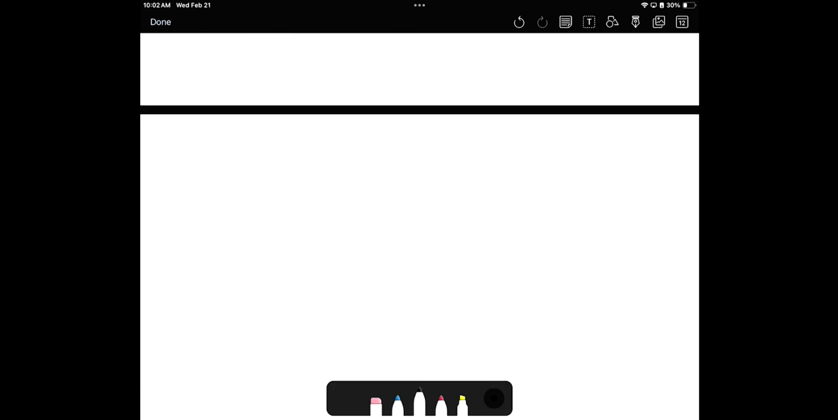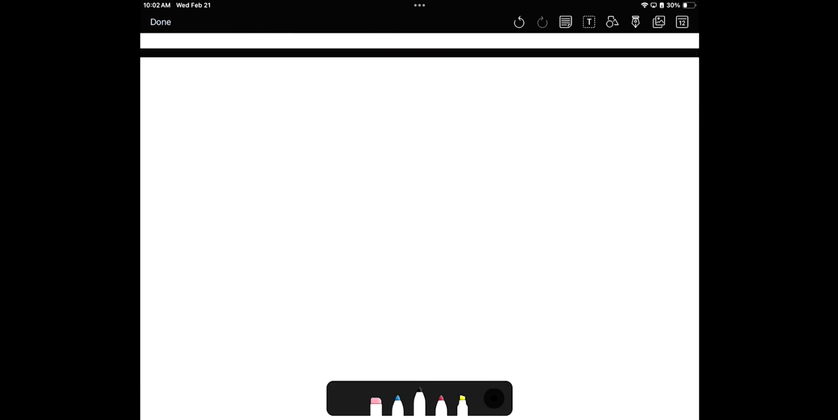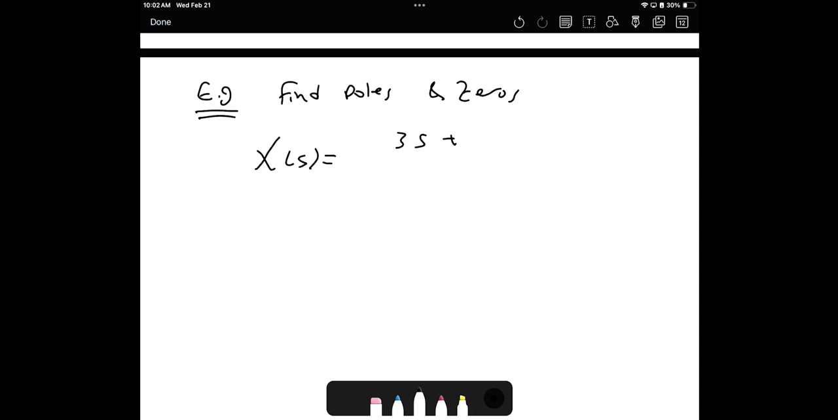Now, before continuing the properties, let's give some more examples about the poles and zeros. I already explained what poles and zeros are. Let's do some examples and see how we can solve them in a more complicated case. So we have X(s) equals (3s plus 12) over (s squared plus 6s plus 15). We need to find the poles and zeros.